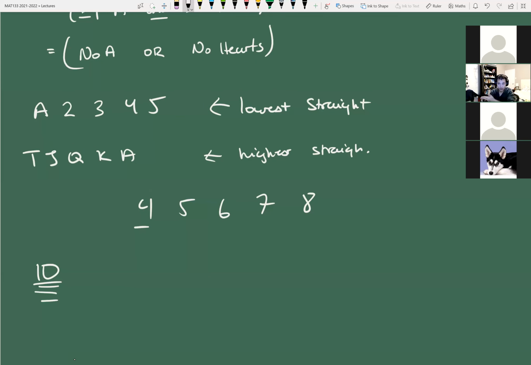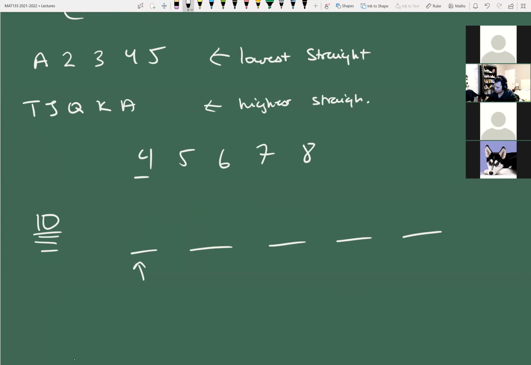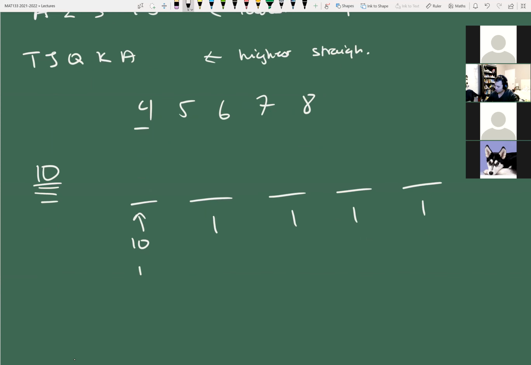So now we've chosen the ranks, right? How many ways are there of choosing the suit for the first card? 4, right? Here, 1, 2, 3, 4, 5. So there are 10 options for this rank, and then there's only 1 option for the rest. And then there's 4 ways to choose the suit of this one. This is the rank computation. This is the suit computation.